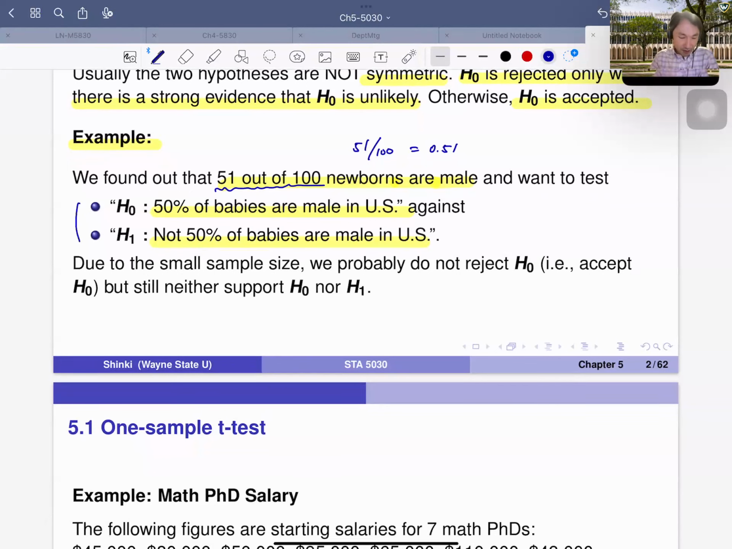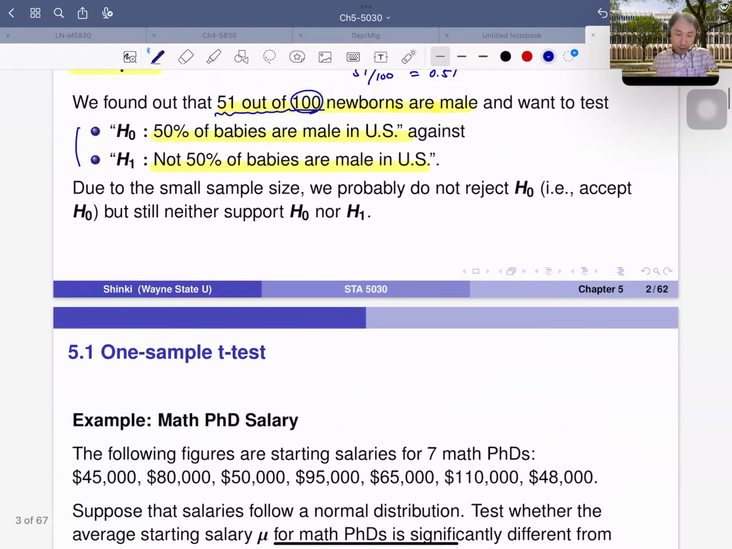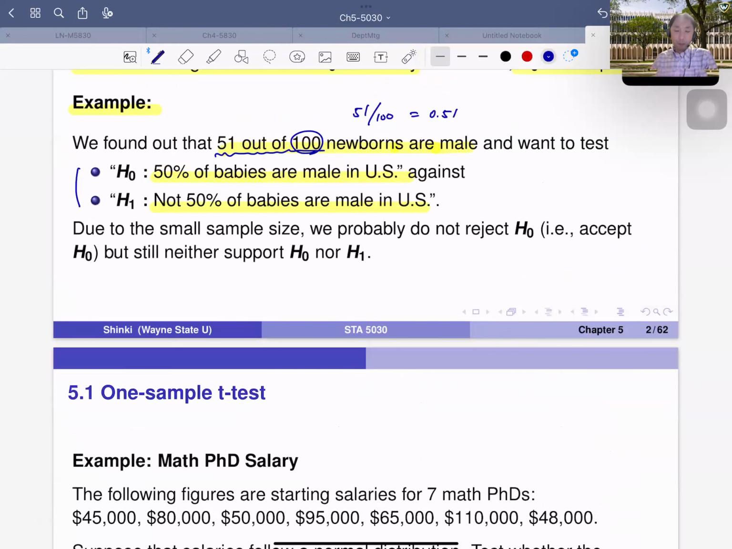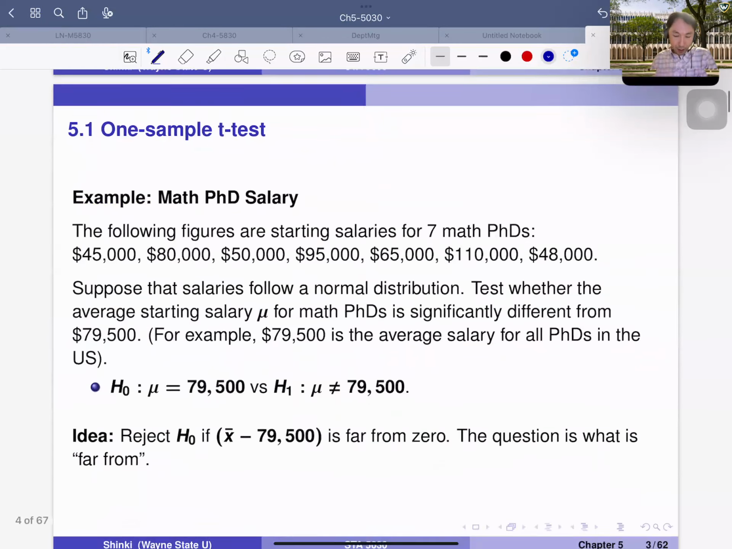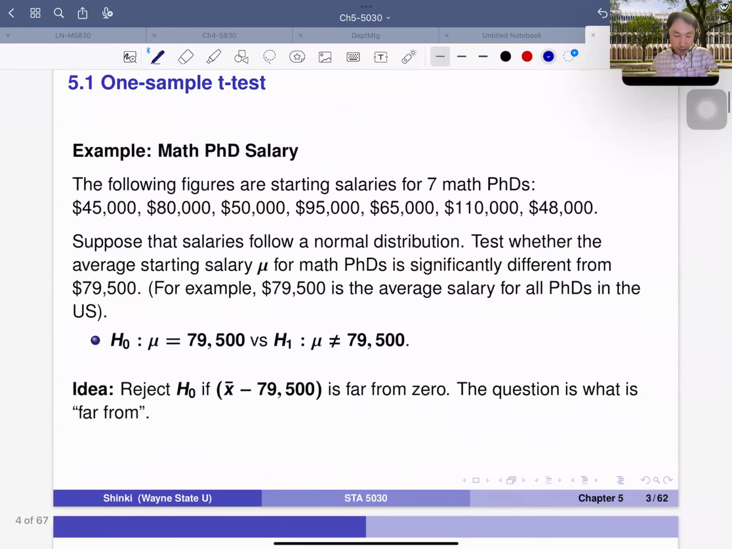So this is really interesting, hypothesis testing. But with a small sample, only 51 out of 100, that probably isn't much different from 50%. So we have to set some threshold. If this number is maybe 65 over 100, maybe most people believe that this is evidence that we have significantly more male than female. Yeah, that is hypothesis testing.